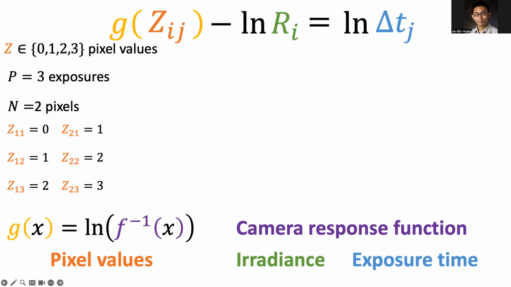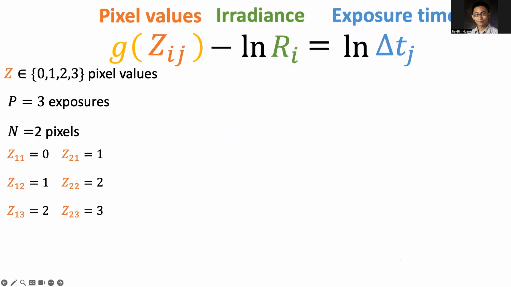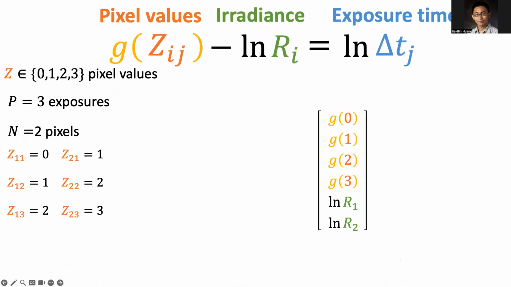It's very simple, 2 pixels. But what I want to show is what the linear system of equations looks like. Here we have the unknowns, right? Unknown means that I don't know what G of 0, G of 1, G of 2, and G of 3 are. This is the intensity to irradiance function, the inverse camera response function. And also log R1, log R2, the log of the irradiance, the actual light intensity of that particular pixel. I want to recover the dynamic range.